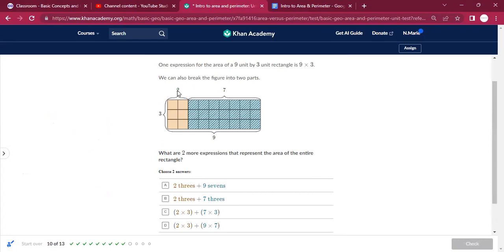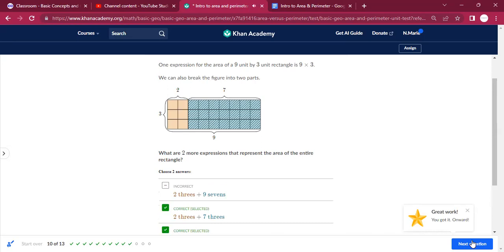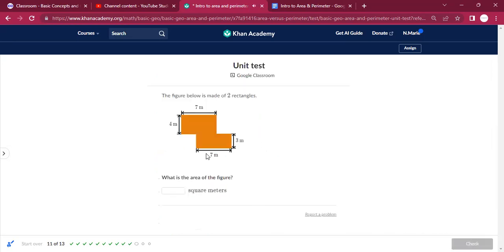This is 2 times 3, which is 6. So we're looking for the area. And this would be 7 times 3, which is 21. 9 times 3, which is 27, gets you the entire thing. So 7 times 3 plus 2 times 3 helps, or 2 3s plus 7 3s. Yeah, that works too. So these will both get you 27, which is the area of this entire thing.